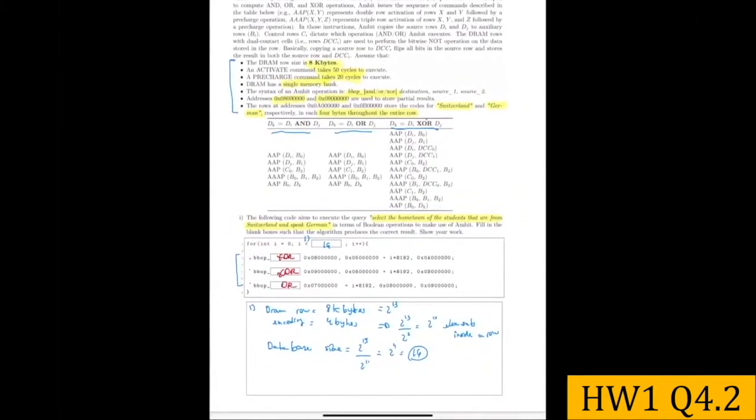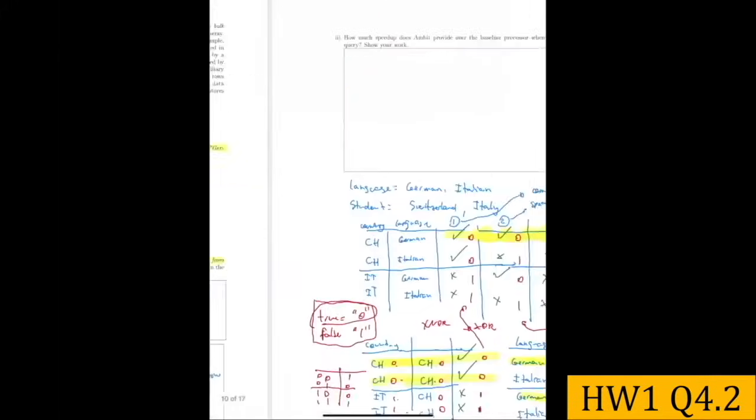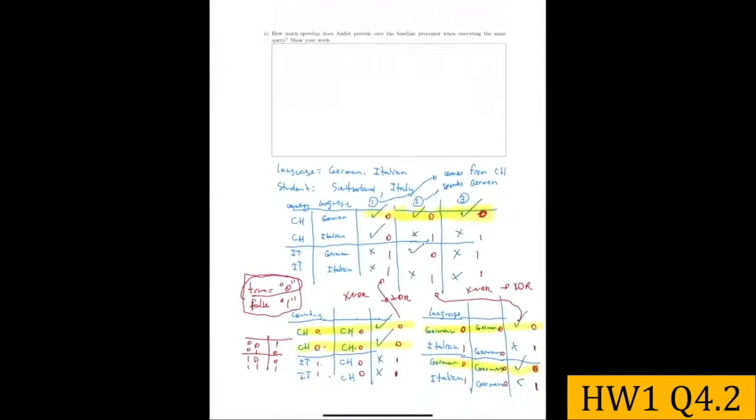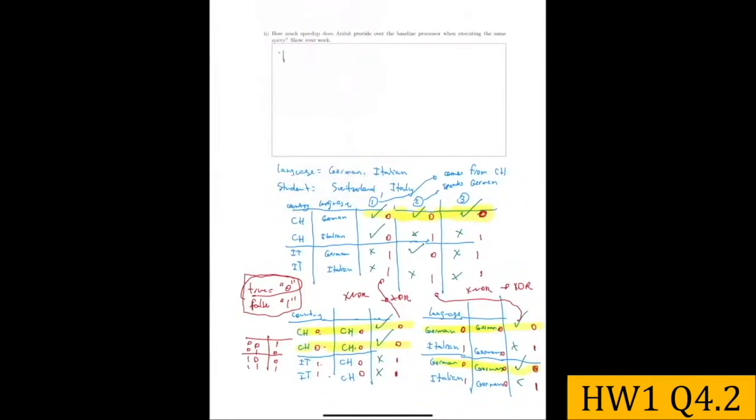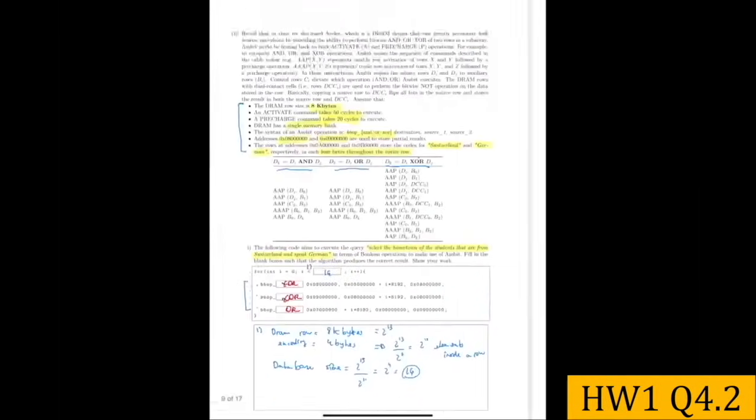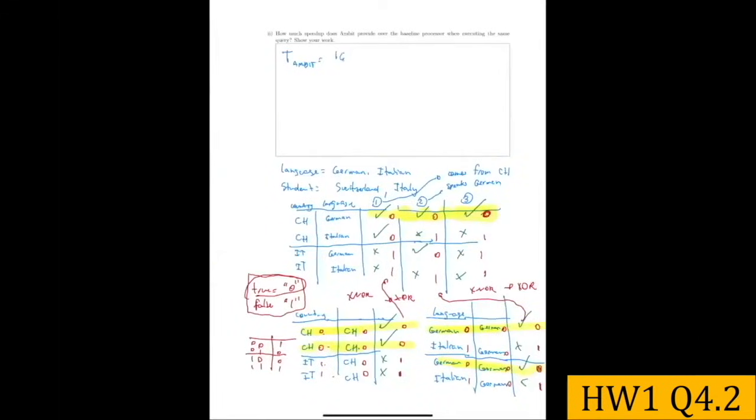Okay. So this was the second part of the question, right? And then finally, the question asks you how much speed up does Ambit provide over the baseline when executing the query. So pretty much what we need to do is figure out the time to execute Ambit operations. So you're going to execute this loop here 16 times, right? And in this loop, you have 2 times XOR operation and OR operation.